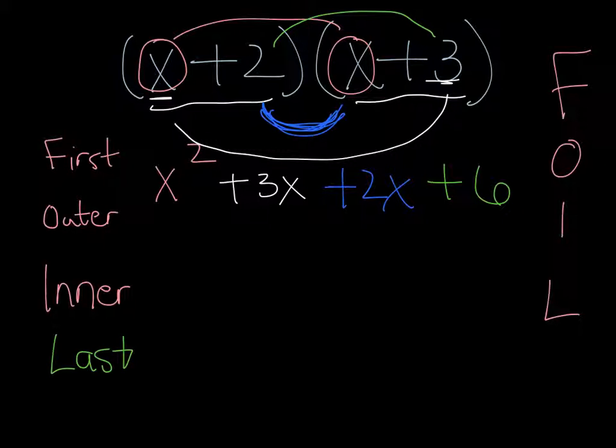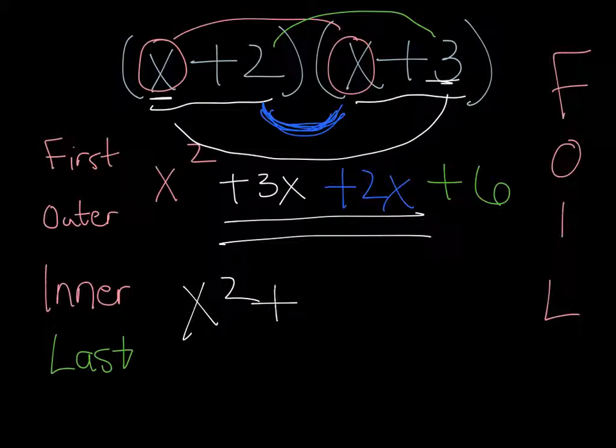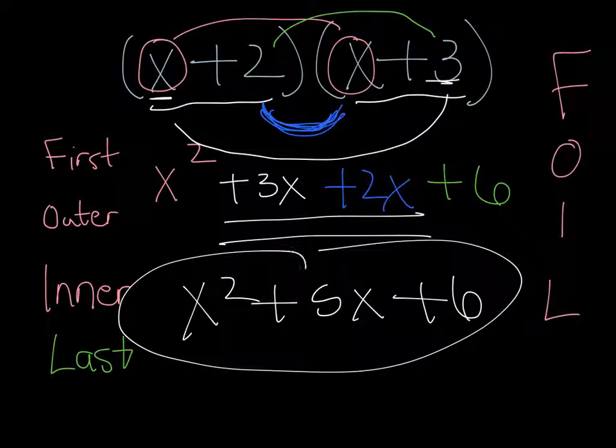Now, if you do FOIL correctly, most of the time, your middle two terms are going to actually be able to be combined. 3x and 2x are alike, so this gives me x squared plus 5x plus 6. And that's my final answer. Okay? Number 2.